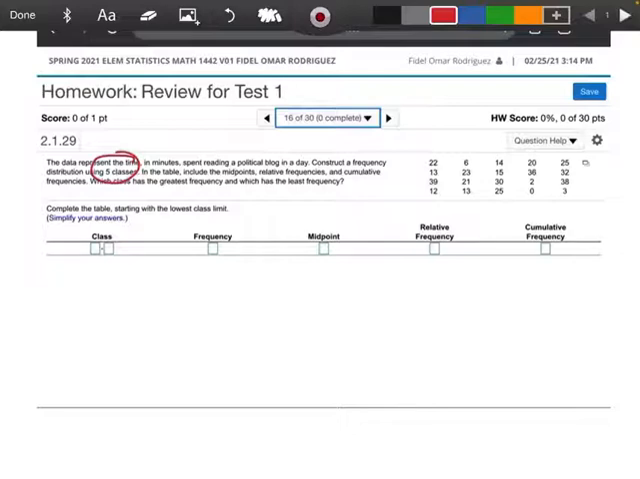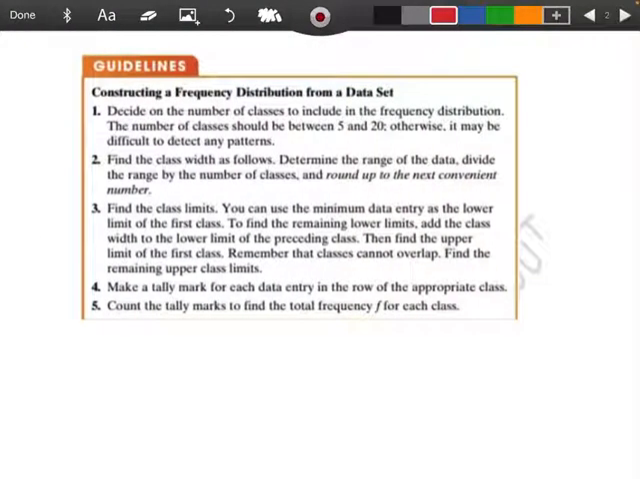Okay. So it says complete the table starting with the lowest class limit. Okay, so guys, first thing I'm going to do, pulling up my notes, this is from chapter 2, and it says constructing a frequency distribution from a data set. It says decide on the number of classes to include in the frequency. So we're using 5, so I know that's going to be the number of classes we're going to have. Number 2 says the way we're going to find the class width is we're going to determine the range of the data, and then we're going to divide the range by the number of classes.